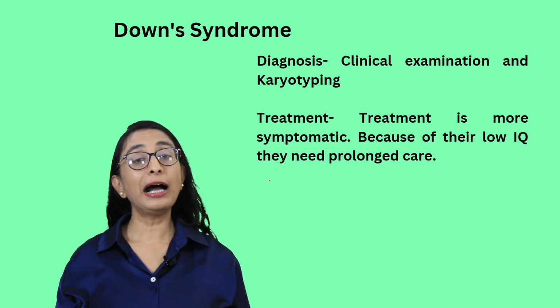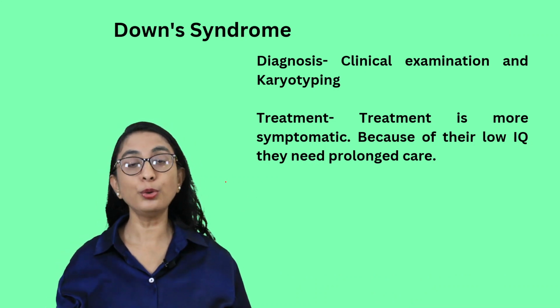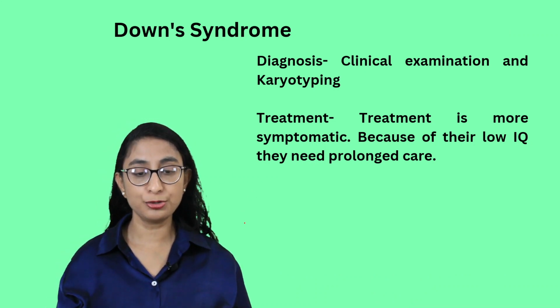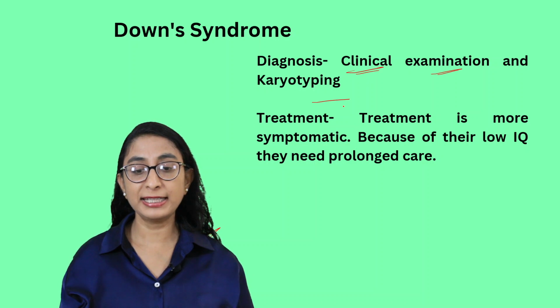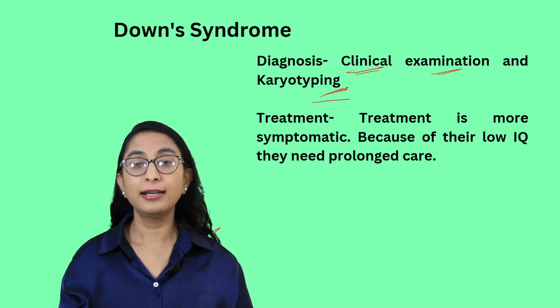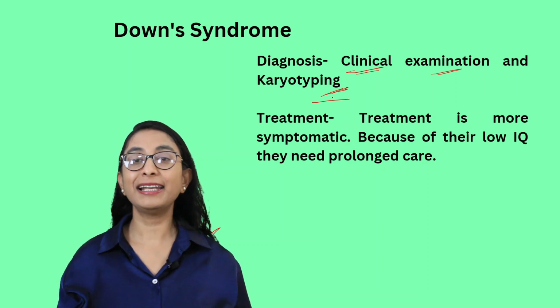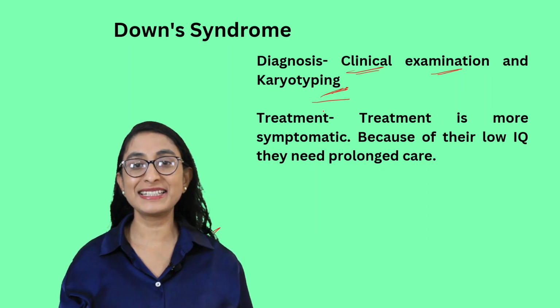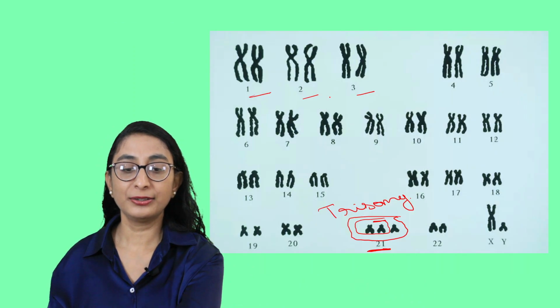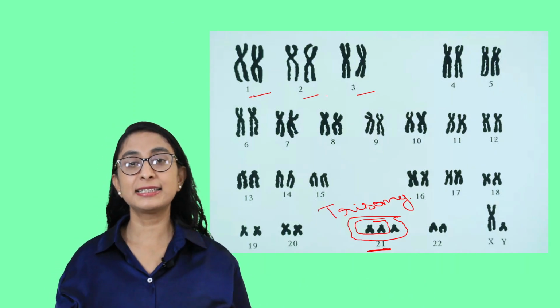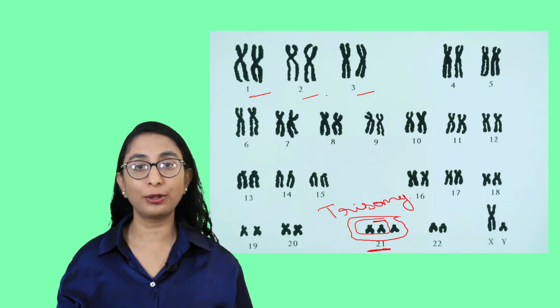Okay, so how do we diagnose? How do we know whether a child is suffering from Down syndrome? The diagnosis is through clinical examination. We have clinical examination and karyotyping. In detail about karyotyping, we shall be discussing in our regular lectures. After karyotyping, you will get a chart like this. You can see this is how a karyotype chart will look like.